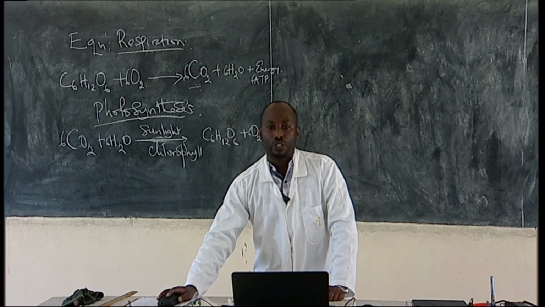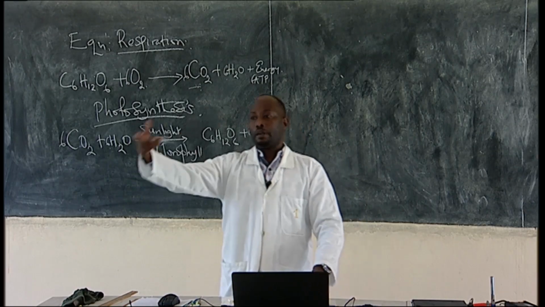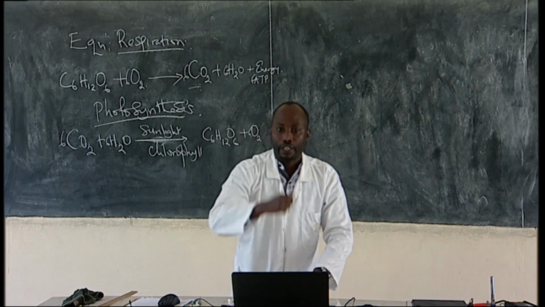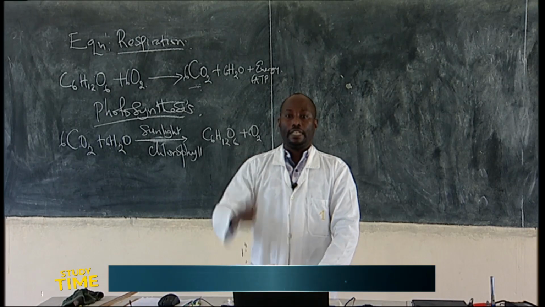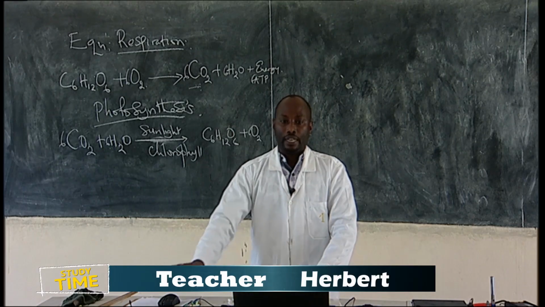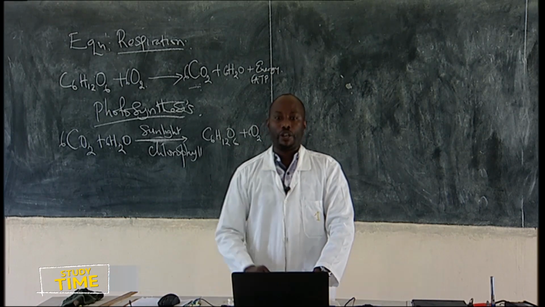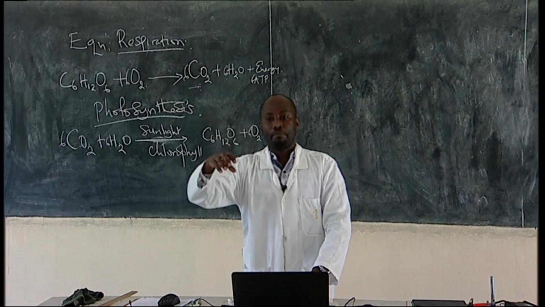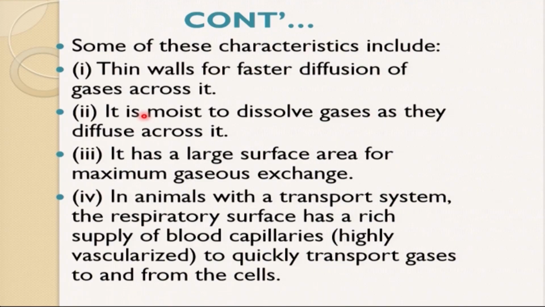Number one is thin. The thinner the membrane, the faster the rate of diffusion. The thicker the membrane, the slower the rate of diffusion. Number two, I talked about moisture. As the surface is moist, gases dissolve and diffuse very easily across it.